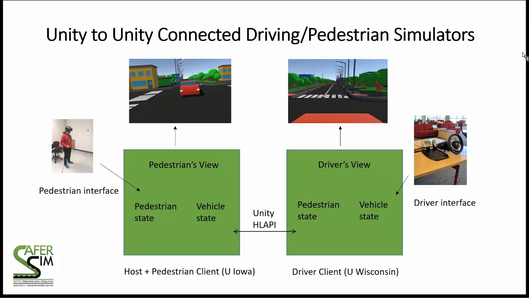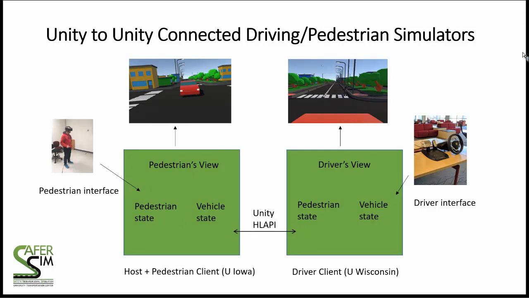So this is a schematic of what our connected simulator is and how it works. It's based on the Unity high-level API for connected gaming. That's a distributed gaming platform. It's a client-server kind of an architecture, and you can either have a separate server or one of the clients can be a server. So in ours, the pedestrian simulator at Iowa was the host and was both a client and a server, and it connected over the network to the driver client at the University of Wisconsin. So a little bit later, Yuan's going to pitch in and tell us a little bit more about the technical underpinnings of how HL API works.